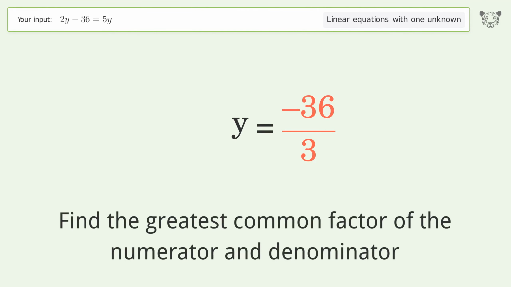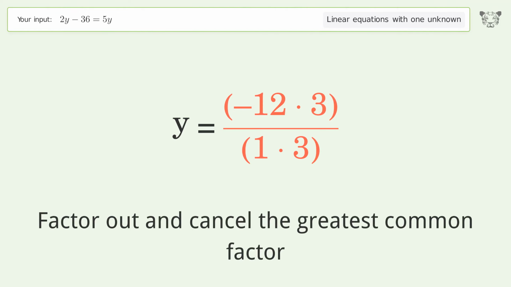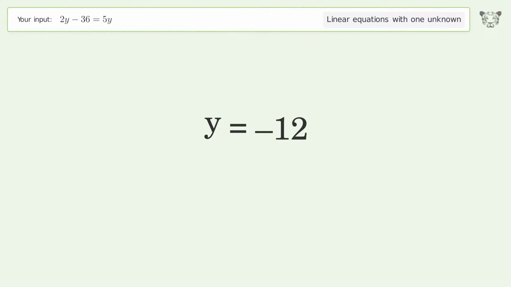Find the greatest common factor of the numerator and denominator. Factor out and cancel the greatest common factor. And so the final result is y equals -12.